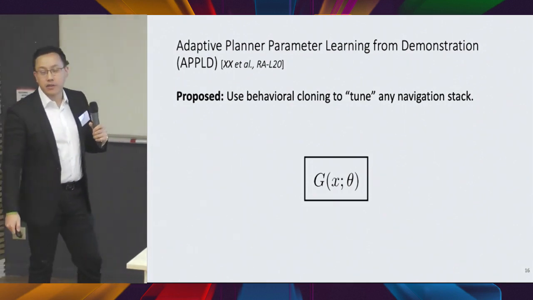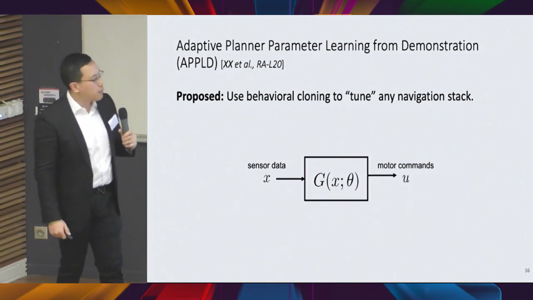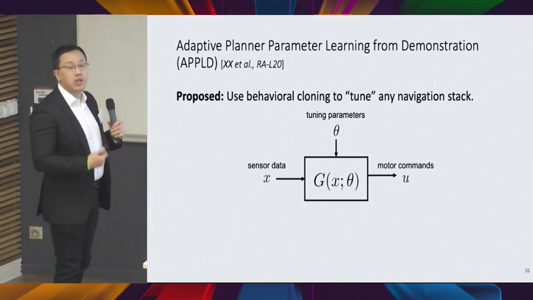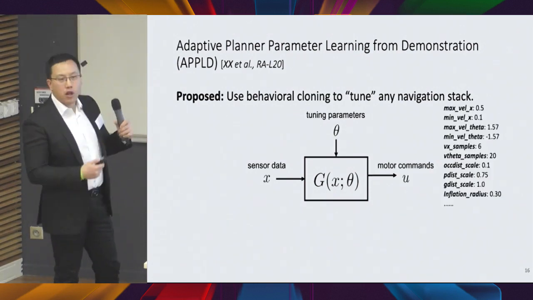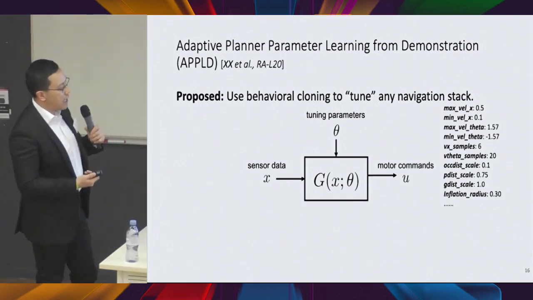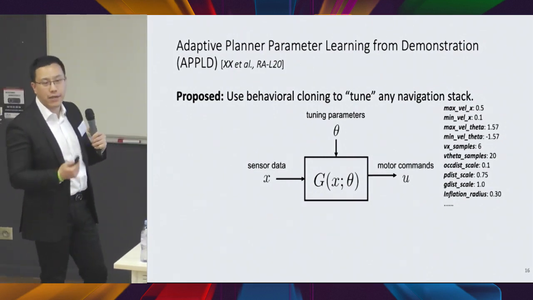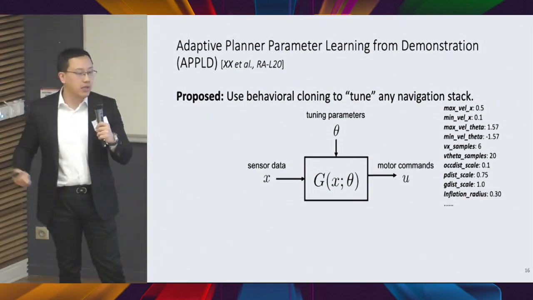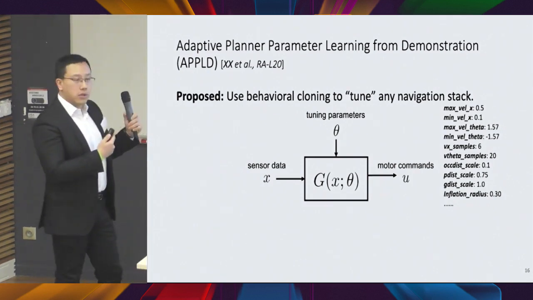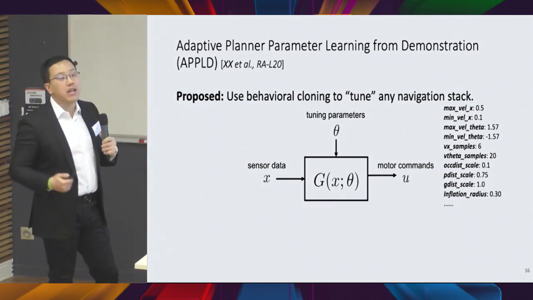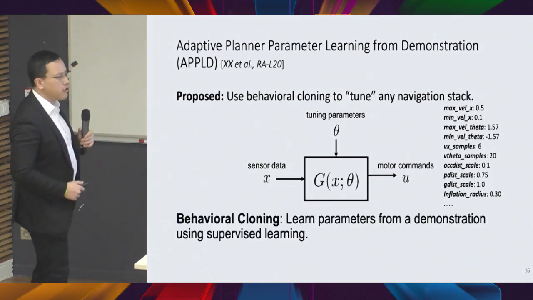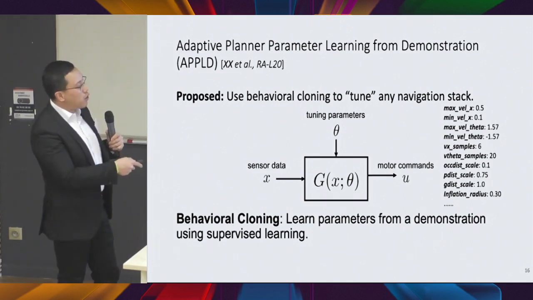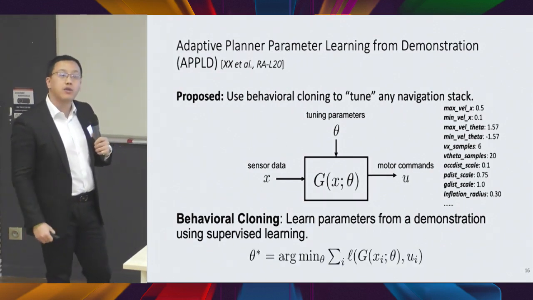G is our navigation system, taking some sensor input and also producing motor commands to drive the robot. This box, this navigation system, is also parameterized by a set of tuning parameters. Usually there is a very long list of them: maximum velocity, sampling rate, obstacle inflation radius, optimization weights, etc. Those parameters are crucial in determining the navigation system's performance in different scenarios. But those parameters are not easy to tune for a non-expert user. They are not even easy to tune for expert users sometimes, right? So we propose to use behavior cloning to learn these parameters from demonstration using supervised learning.